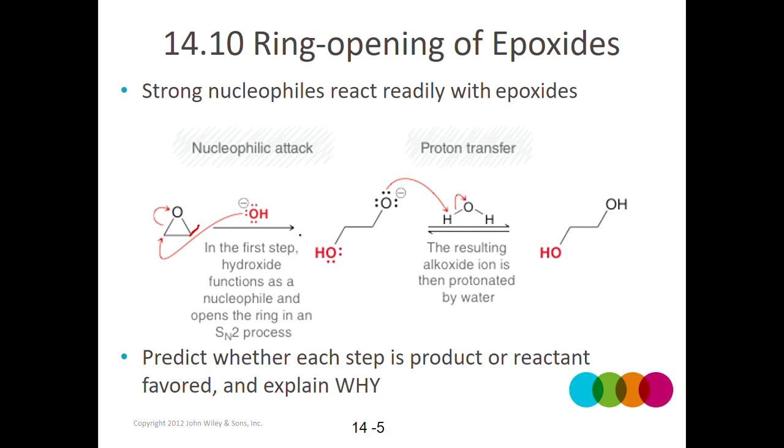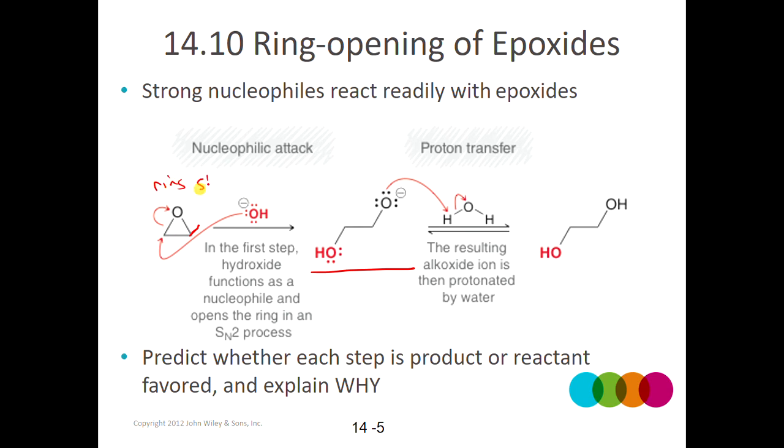The first step, would it be product favored or reactant favored? Well, that'd be really quite product favored, right? Because the negative on the oxygen versus the negative on the oxygen, not a big difference in stability between those two. The main aspect of this first step is opening up the ring.